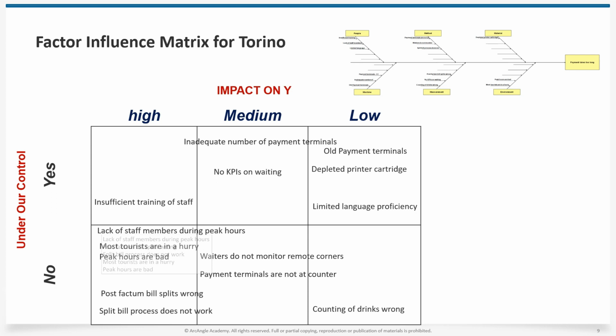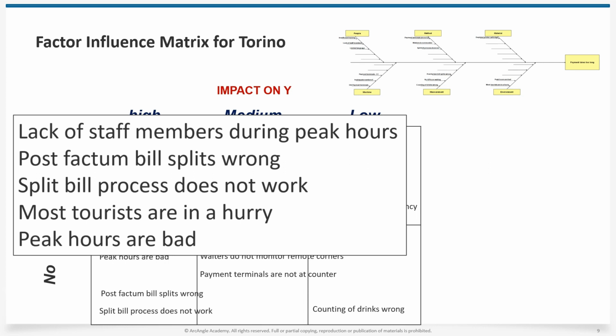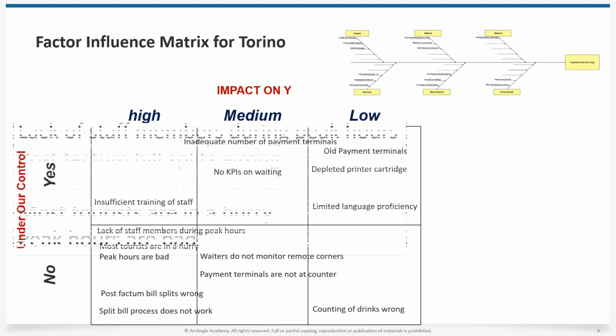control. Let's examine them. Under control? No. High impact? Lack of staff members during peak hours. Insufficient staffing during busy periods can lead to delays and inefficiencies in the payment process, affecting customer satisfaction and overall operations. Post-factum bill splits wrong. Incorrectly splitting bills after the fact can cause confusion, delays, and errors in the payment process, leading to customer dissatisfaction and potential financial discrepancies.